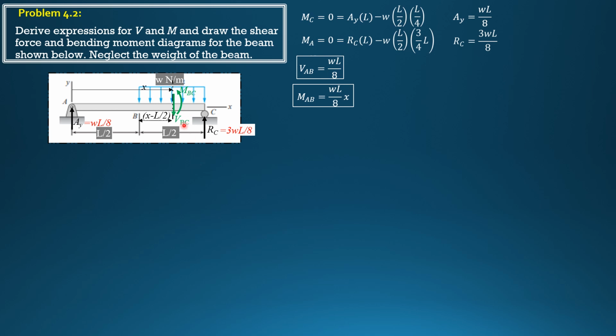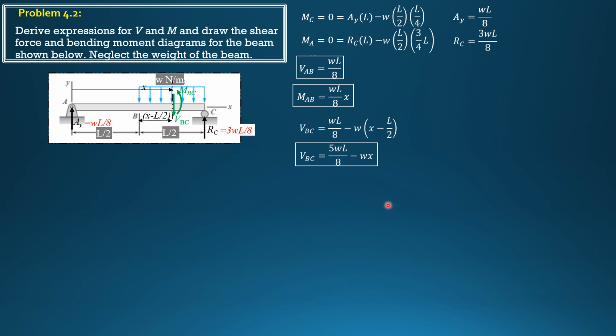So the shortcut for shear BC is upward minus downward. The downward force is W times length, quantity X minus L over 2. So shear BC is WL over 8 upward minus downward, W times quantity X minus L over 2. Simplifying, WL over 8 minus W times negative L over 2, you can combine. So that is 5/8 WL, then minus WX if you simplify. So 5/8 WL minus WX.